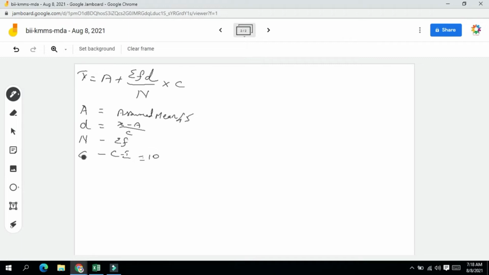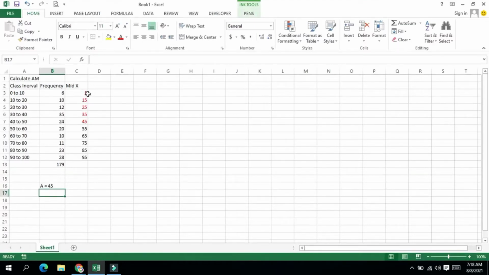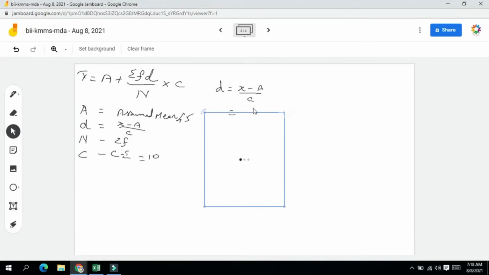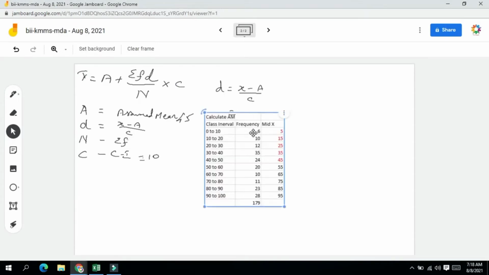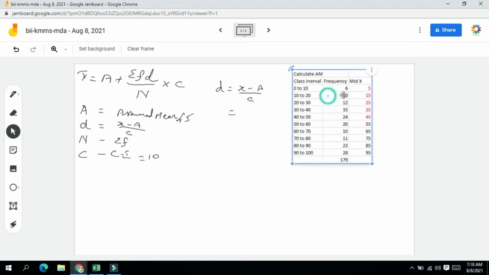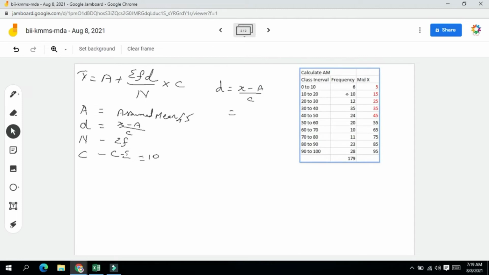Now I know the value of x. So I am going to calculate d is equal to x minus a by c. First value, x oda value enna irukku? 5. I'll just copy this. Yes, value of x is 5, so 5 minus a, the value of a is 45, by 10, which is equal to minus 40 by 10, which is equal to minus 4.